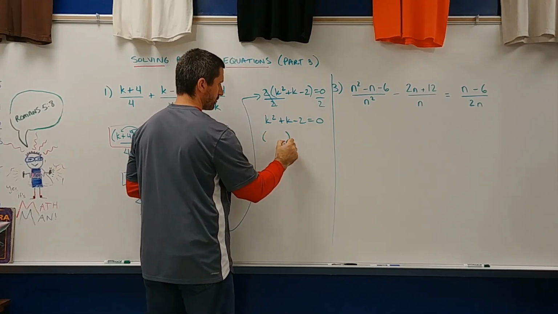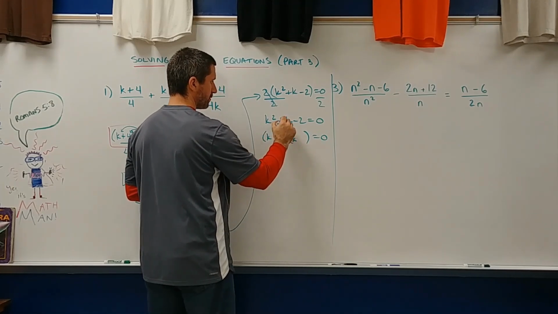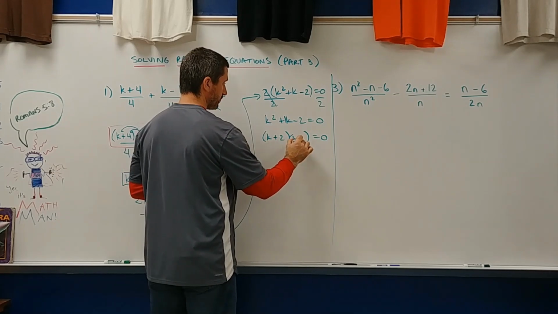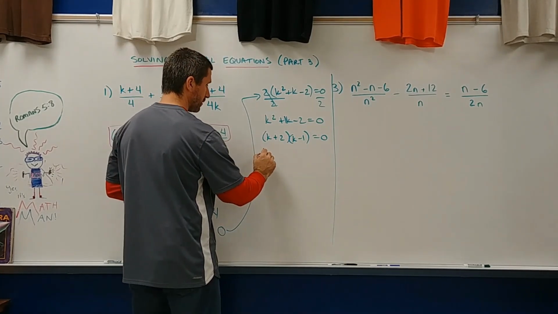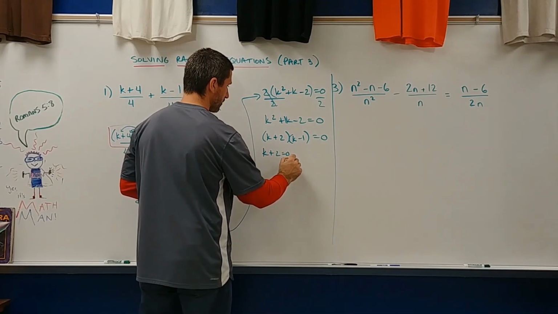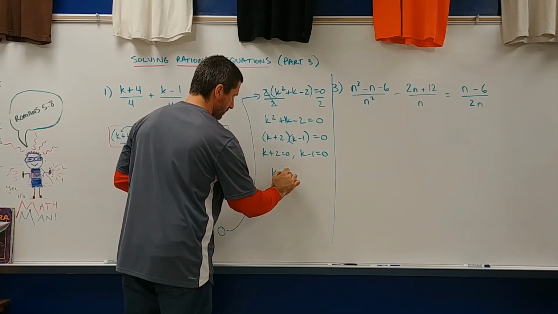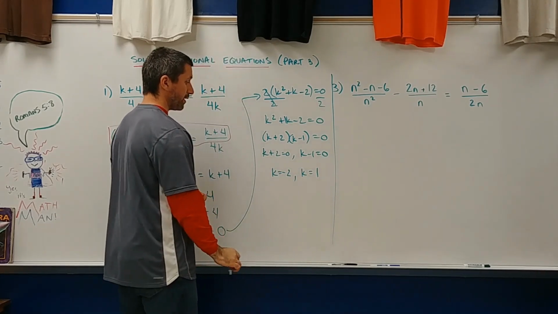That's not so bad. I'm thinking 2 numbers that multiply to negative 2 and add to 1. Okay, how about 2 and negative 1? And that's not your solutions yet. Remember, we got to set them both equal to 0. K plus 2 equals 0. K minus 1 equals 0. K is negative 2, and k is positive 1.